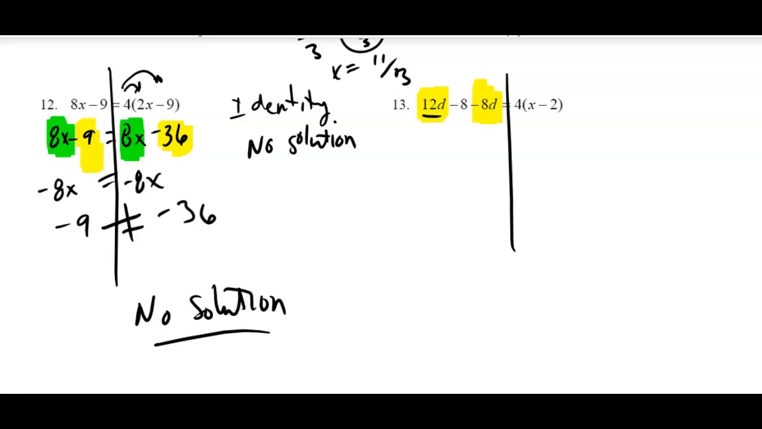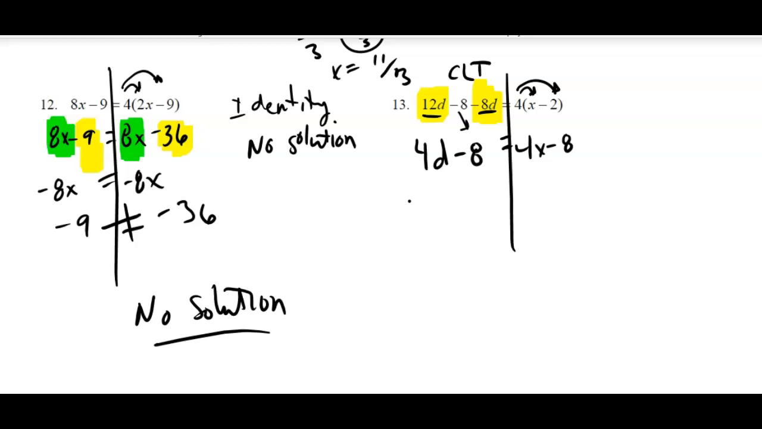Over here, though, these are on the same side. So I have to combine like terms because they're on the same side. 12 minus 8 is 4D. And that negative 8 just drops down. Over here, boom, I have my 4 distributed, which gives me 4x. 4 times negative 2 is negative 8. So these things match.